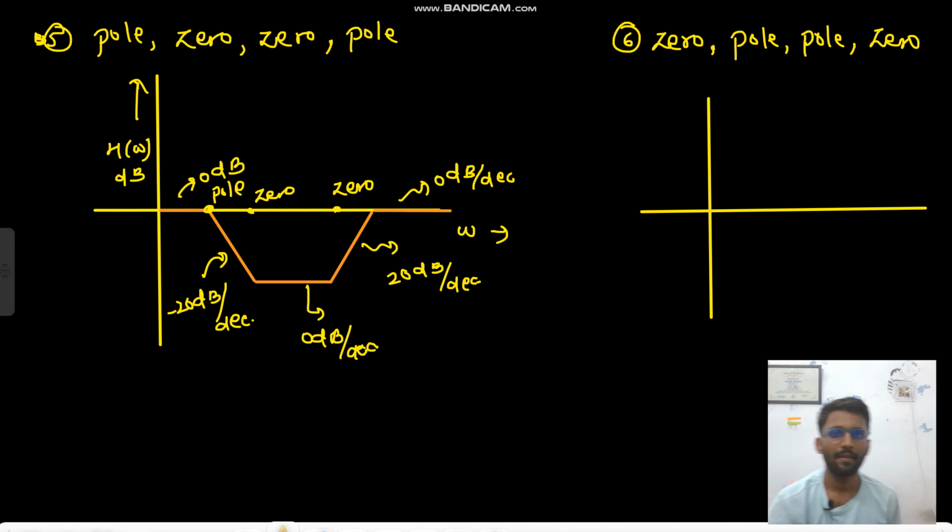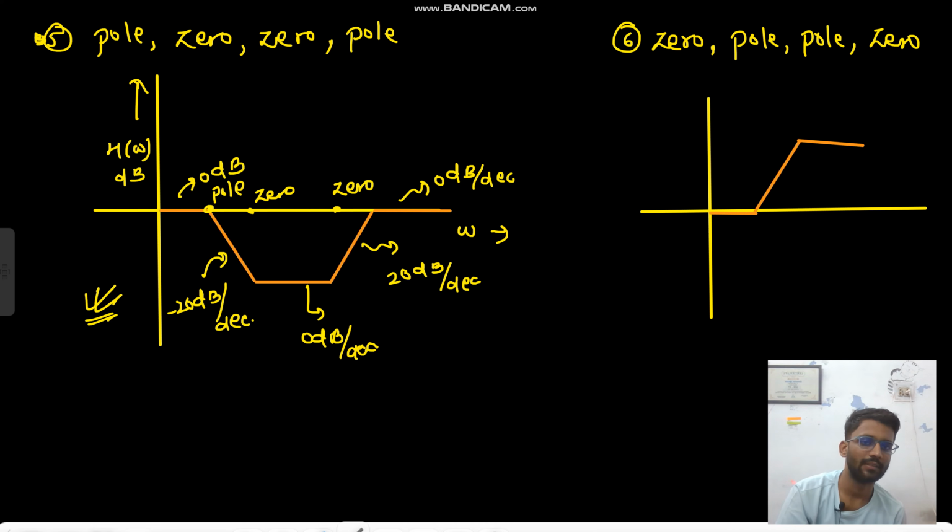One thing I can sense here is that this graph is the only possible way. If we draw the graph here, this will go like this, right? You must have understood it: 0, pole, pole, and then a 0.